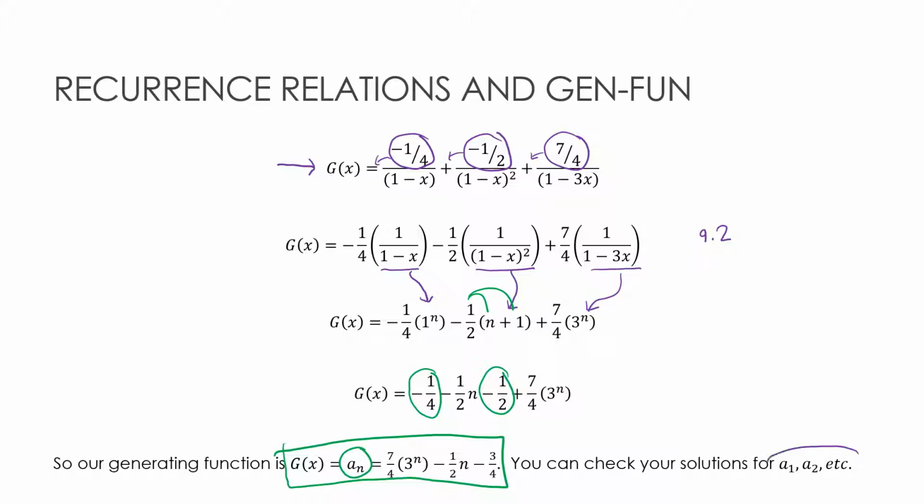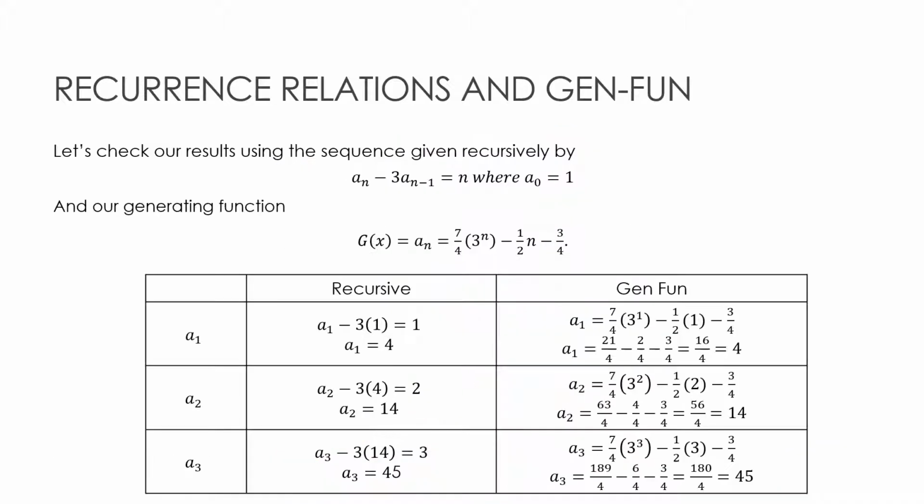Now, if you don't believe me, which you shouldn't because sometimes people mess up, let's look at how we check our solutions. To check my solutions, I'm first going to look at my recursive definition. I already know a sub 0 is 1, so I'm going to find, say, the next 3 values. Using that recursive definition, and you can see I've already filled in the table for you, for n equals 1, n equals 2, n equals 3.